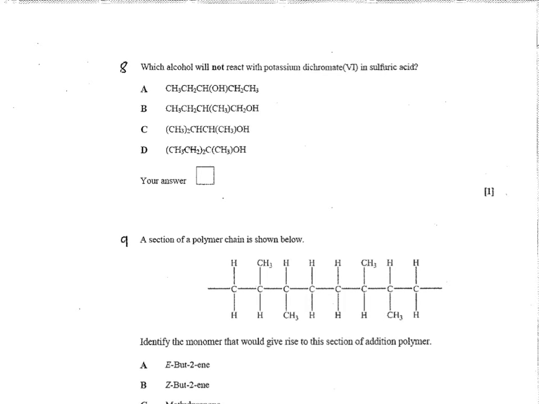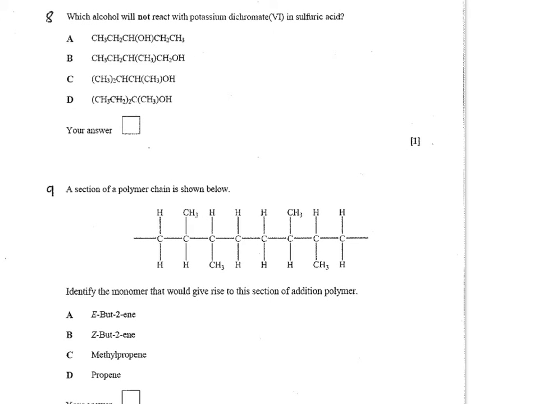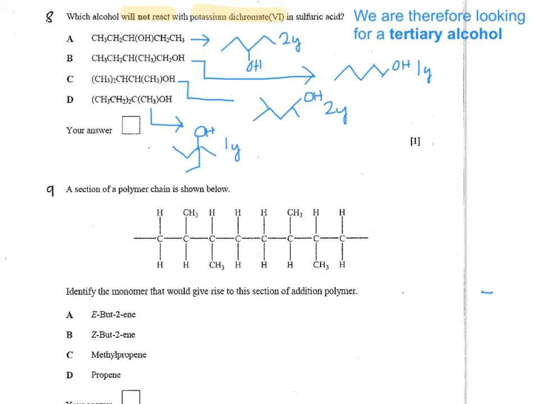So now let's move on to the final part. What we've got to look at here is which alcohol will not react with potassium dichromate. So we're looking for a tertiary alcohol. I think the best thing to do is to quickly draw the skeletal formula of each of these so we can work out which one is a tertiary alcohol. So that leaves us with D as our answer.